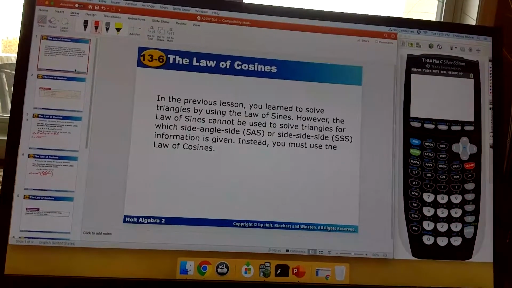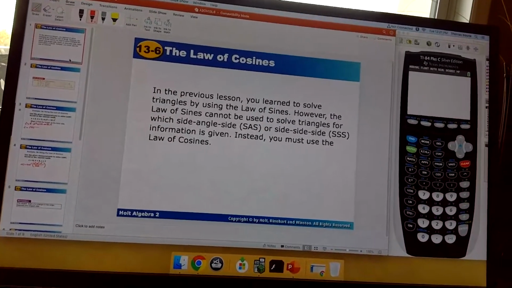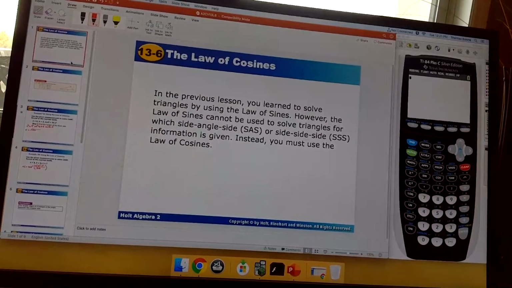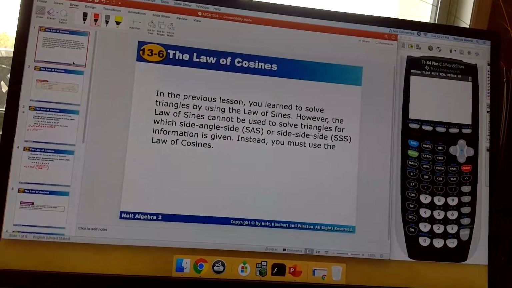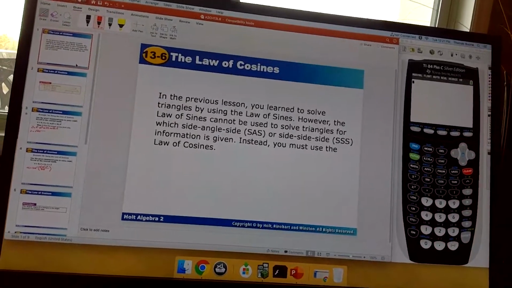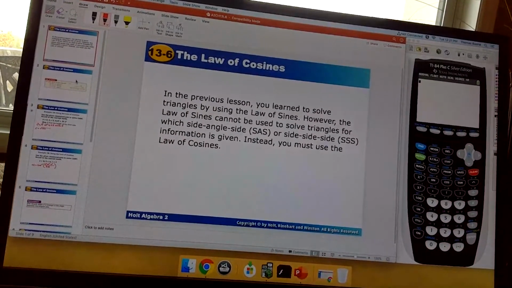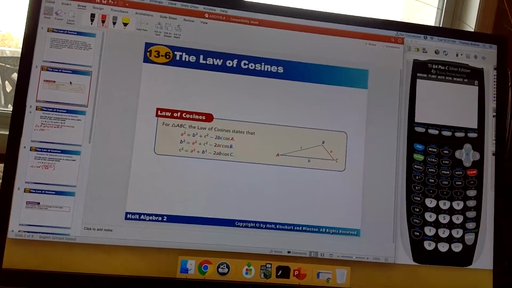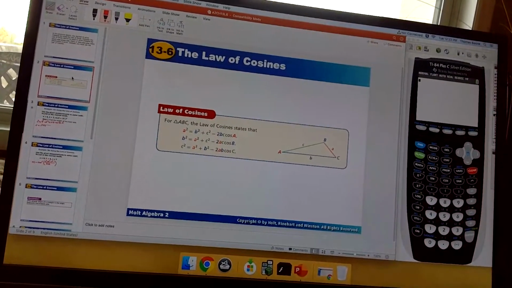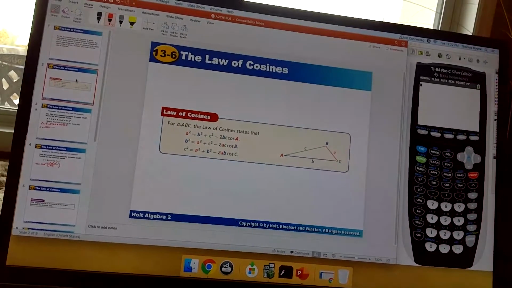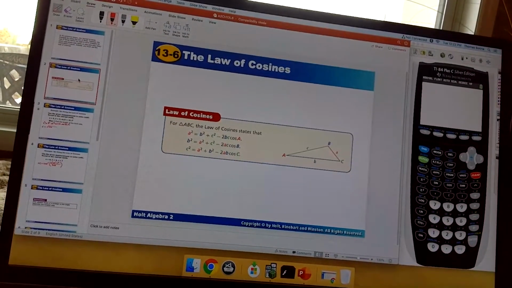So we're going to talk about the law of cosines today. The law of sines was a way for us in the last chapter to use ratios of the sine of an angle over its side and use that to solve, and we're still going to use that as well. This is a variation of the Pythagorean theorem. If it's a 90-degree angle, we know that a squared is equal to b squared plus c squared, or however we want to say it.